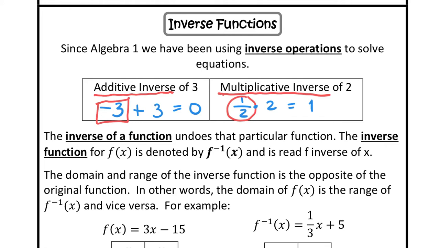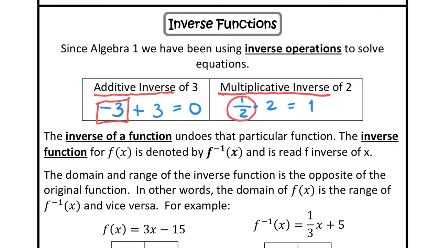But in Algebra 2, the inverse of a function is defined to undo a particular function. It undoes a particular function, it does the opposite. The inverse function for f of x is usually denoted by f superscript -1 of x, and you usually read it as f inverse of x.